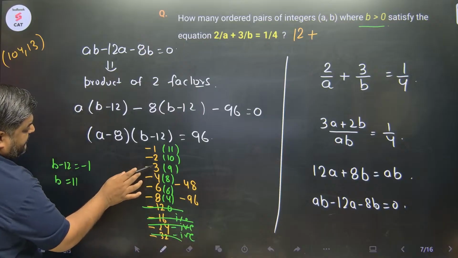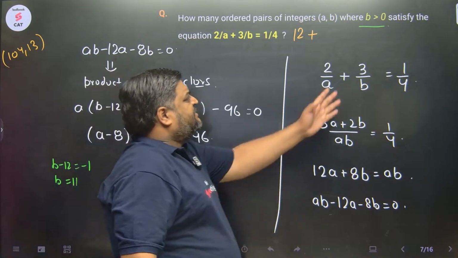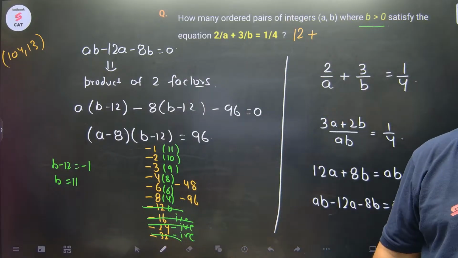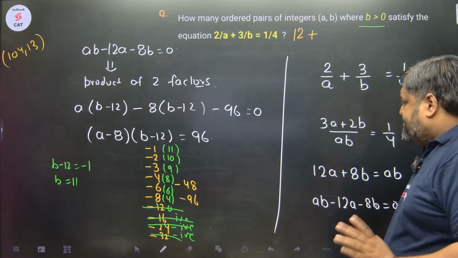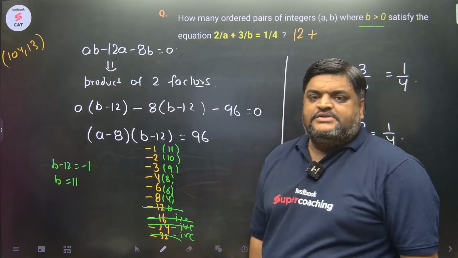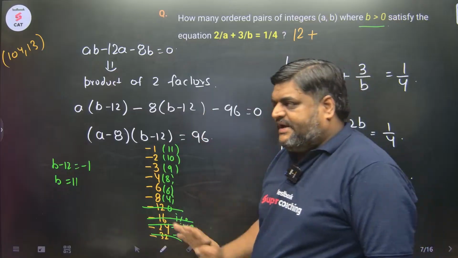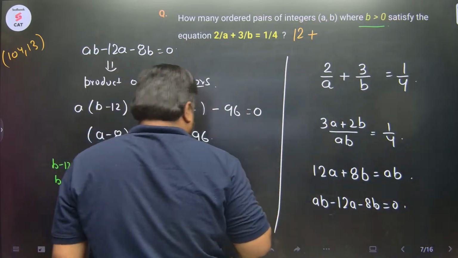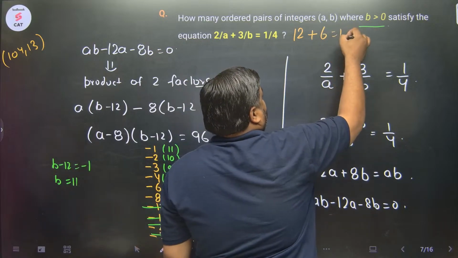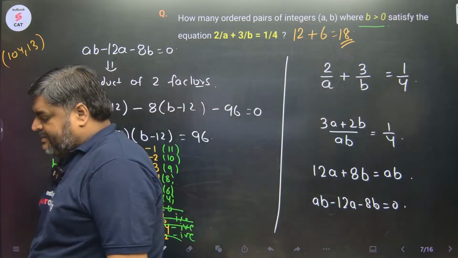So 1, 2, 3, 4, 5, 6. Six more solutions are possible. There is no restriction on A. So six more possible values of B are there, and hence for B you will get A also. You can easily calculate it. So 6 more pairs. Total 18 pairs. The answer to this question was 18.